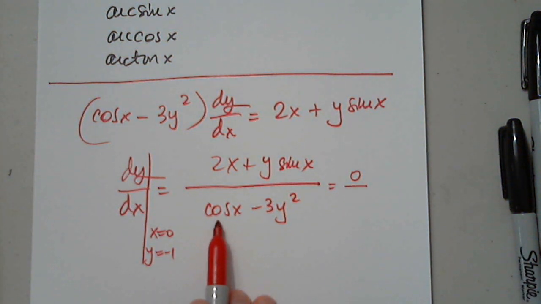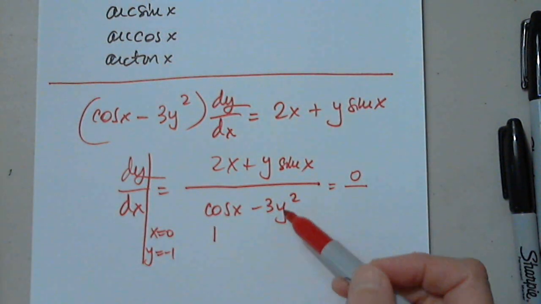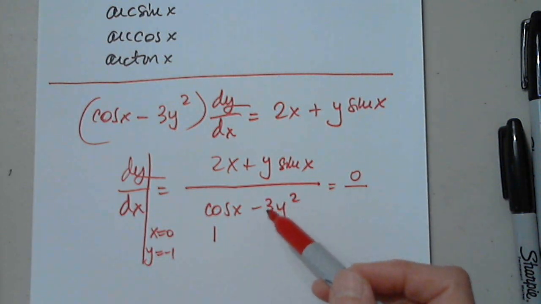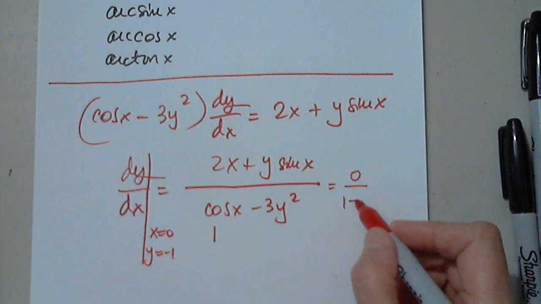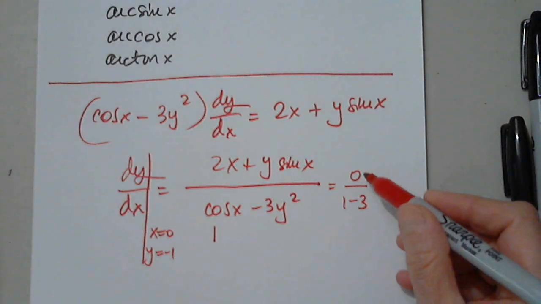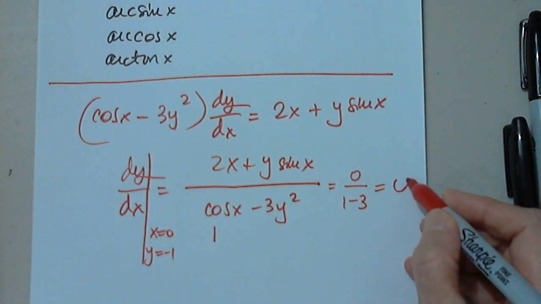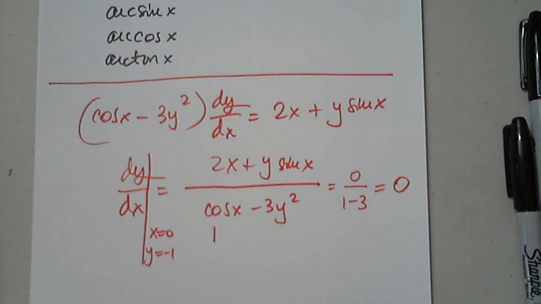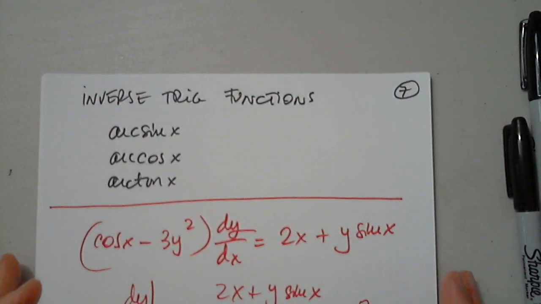Cosine 0 is 1. Negative 1 squared is 1. 1 times negative 3 is negative 3. So 1 minus 3. Who cares? 0 over a number, so the slope is 0. Any questions on this? You are not asked to find the equation of the tangent line, just to find the slope of the tangent line at that point. Any questions on this?